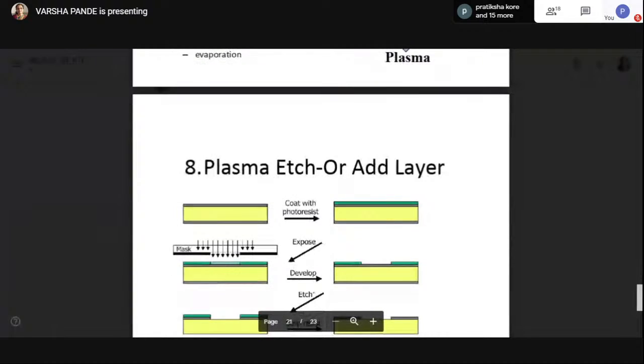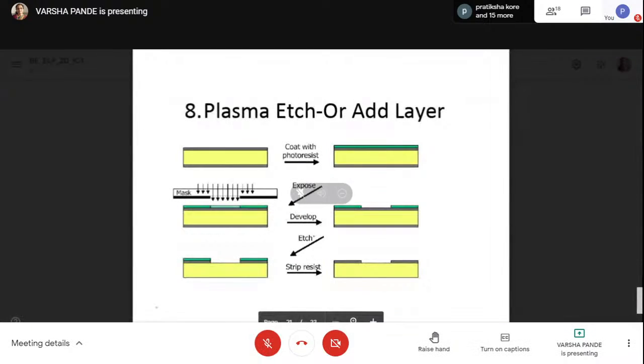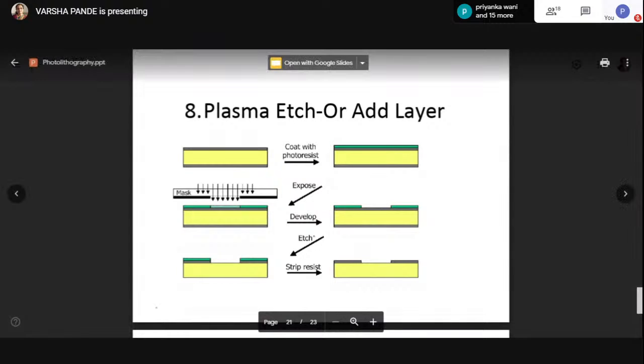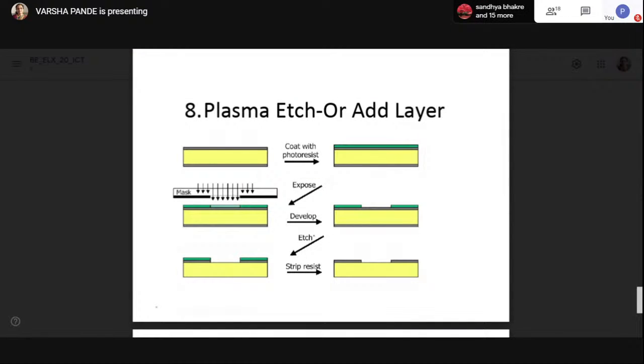So here the overall photolithographic diagram is shown, with all the steps. Initially the substrate will be there. That substrate is the oxidized substrate. Oxidized means what? It is oxidized from both sides. Again, the wafer may be oxidized from one side, or a two-sided oxidized wafer may be there. Here they have taken the two-sided oxidized wafer.